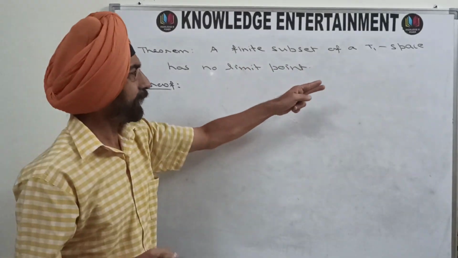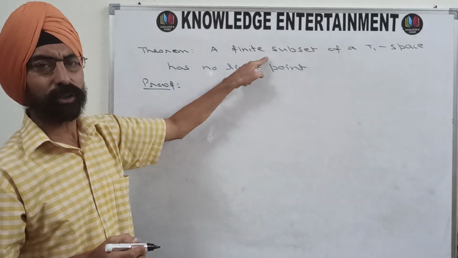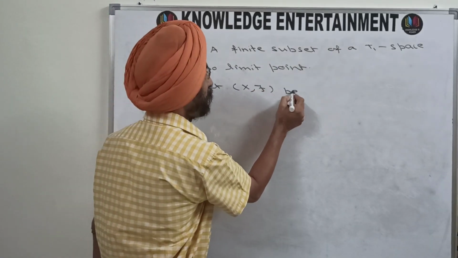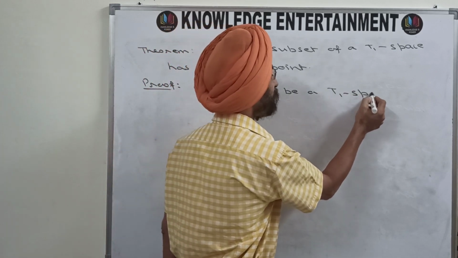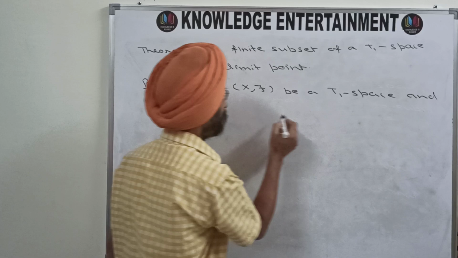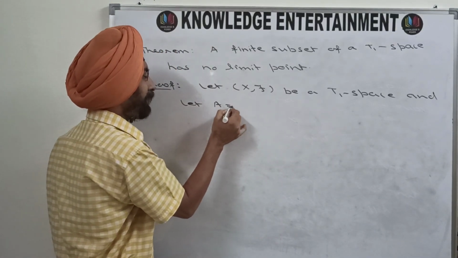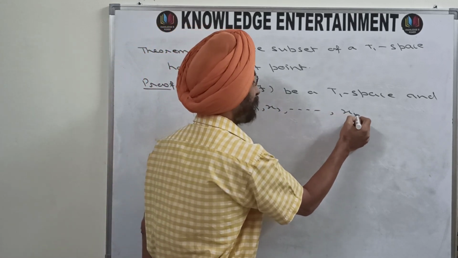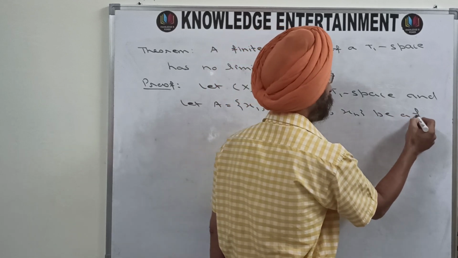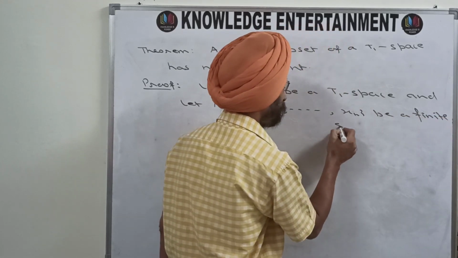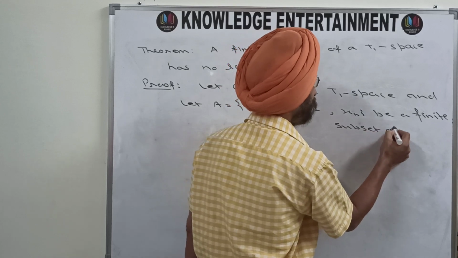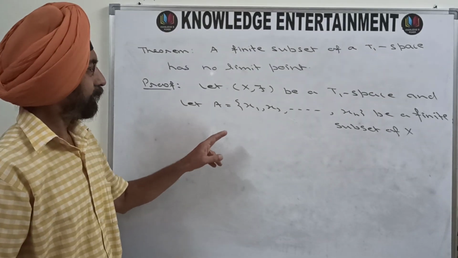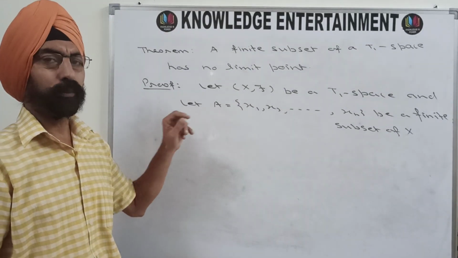First of all, I'll take a T1 space and a finite subset of it. Let X tau be a T1 space, and let A equal to x1, x2 and so on, xn be a finite subset of X. Now I will show that A has no limit point.